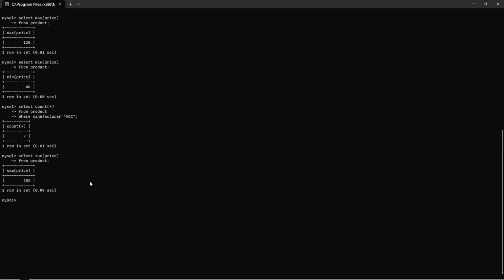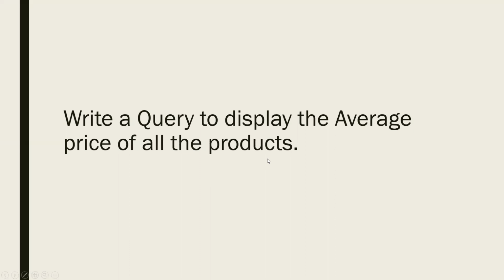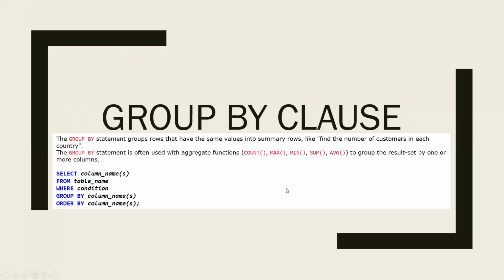Now suppose that we want to calculate the average. Select average price from product. This is the average of the numeric column, that is 71. So this is the query which we have done. This is all about the aggregate functions.